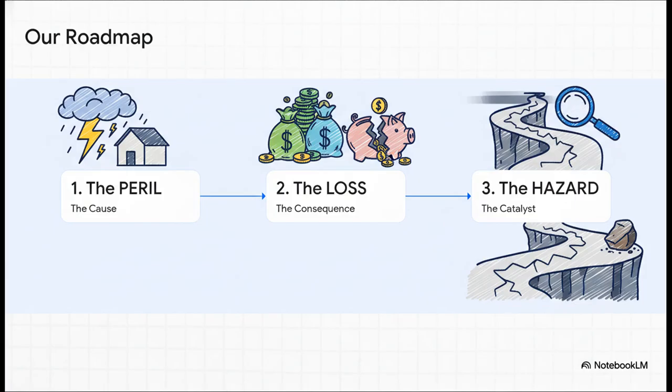Okay, so here's our roadmap for today. We've got 3 key terms to unpack. First up is the peril. I want you to think of this as the cause. Then we'll talk about the loss, which is the consequence. And finally, we'll get to the hazard. This is the really interesting one. It's the catalyst that made the whole thing more likely to happen in the first place.